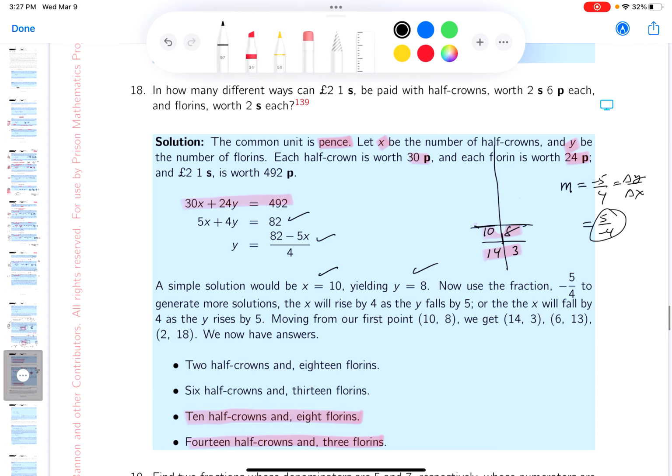Remember, the first one I came up with was 10, 8. I used this to march forward. I need to march backwards, and I made a mistake. I'm going back 4 on the x, which would be 6, and then 2. And I'm going up, and that's my mistake last time. I mixed things up. I'm going down. Did I do that again? Oh, I'm going up by 5. So let's see what you get there. 13, and then 18. And these answers are listed over here. 6, 13, 2, 18. All right?